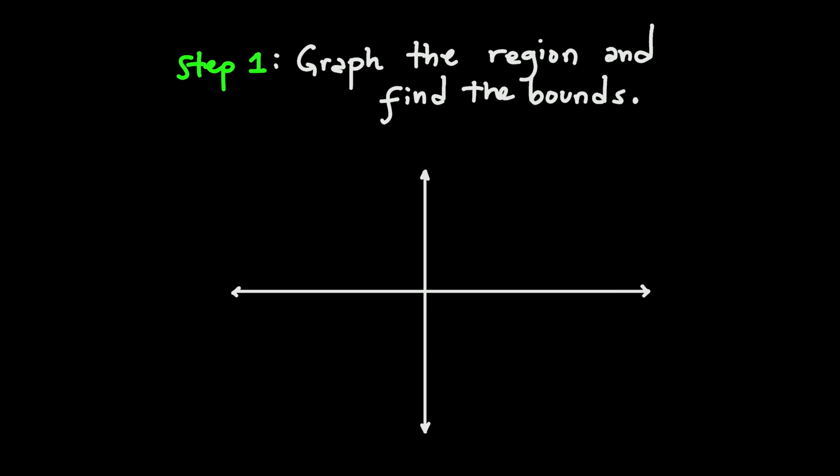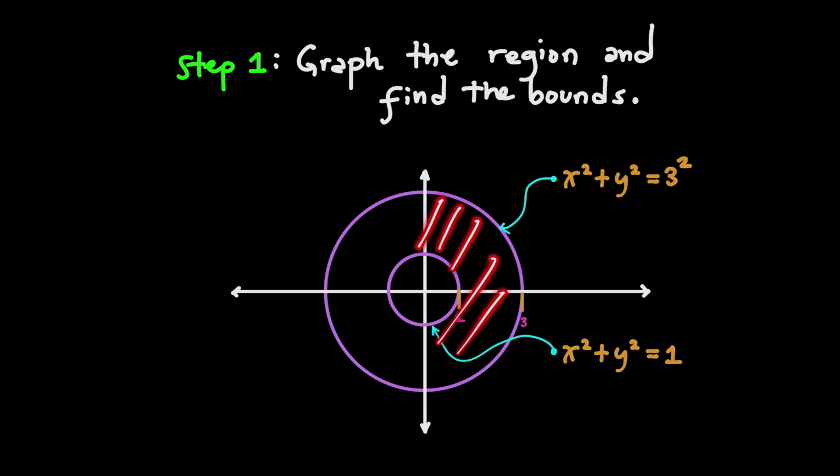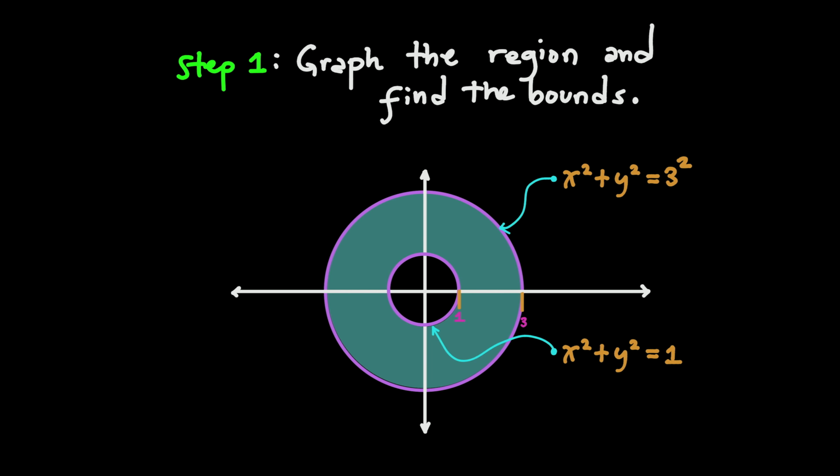Here, since we are given a circle of radius 3, then we have this one, and a circle of radius equal to 1 with the following equations. Hence, our region is located in this part, and let us shade this one.